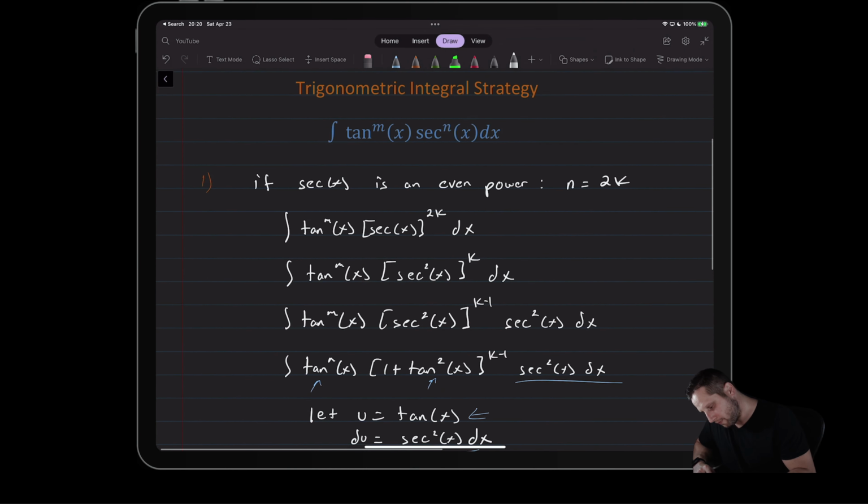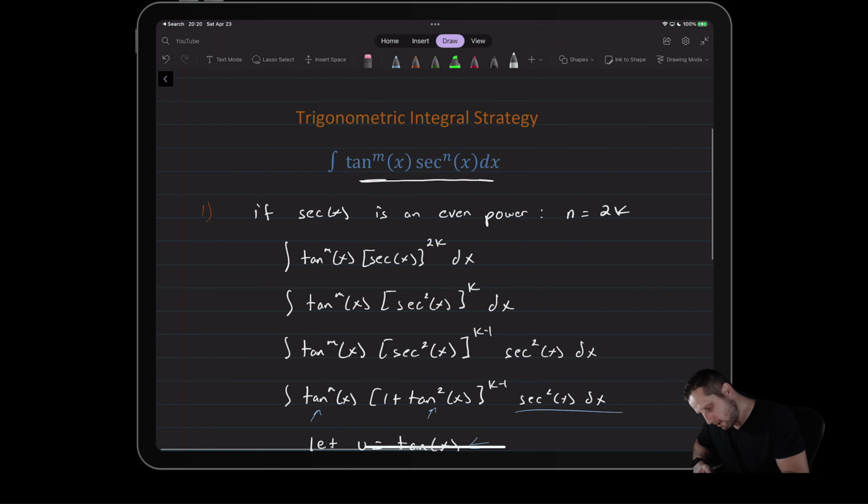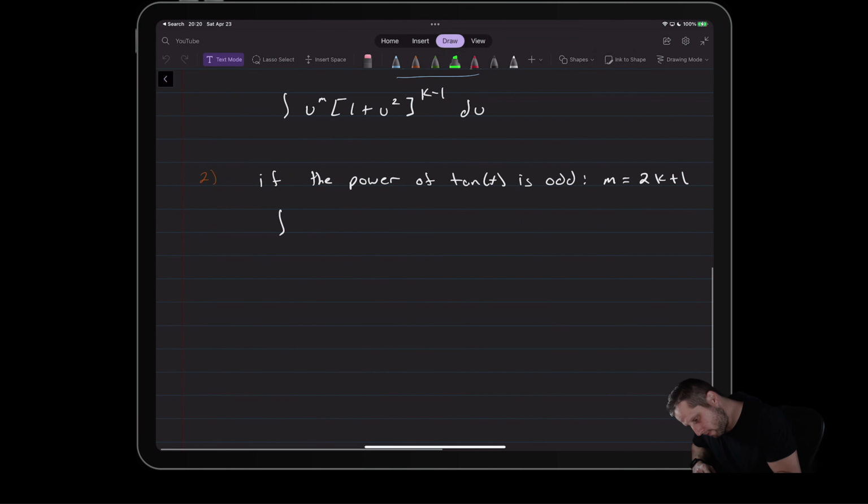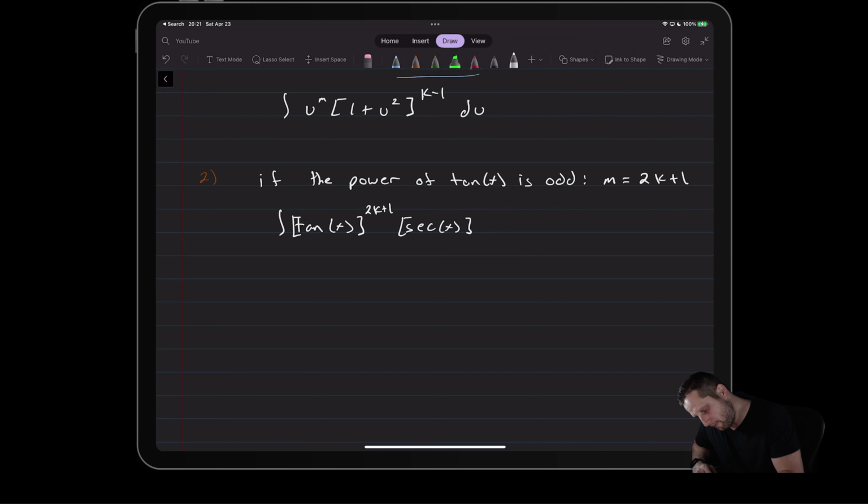So I'm going to rewrite this integral, but I'm going to let m equal 2k plus 1. So then we have tangent of x to the 2k plus 1, and then we have secant of x to the n dx. Now, when we're adding exponents, that means we're multiplying the bases.